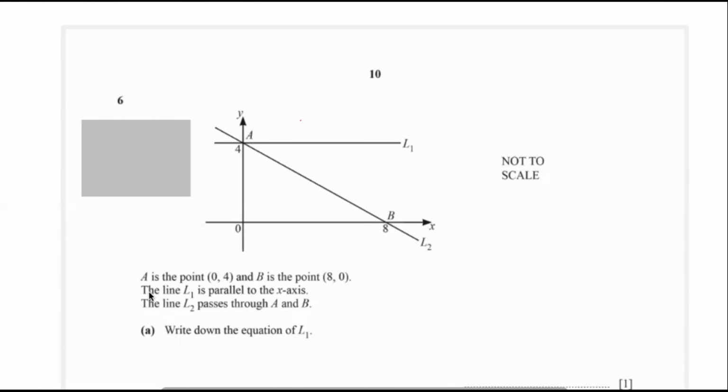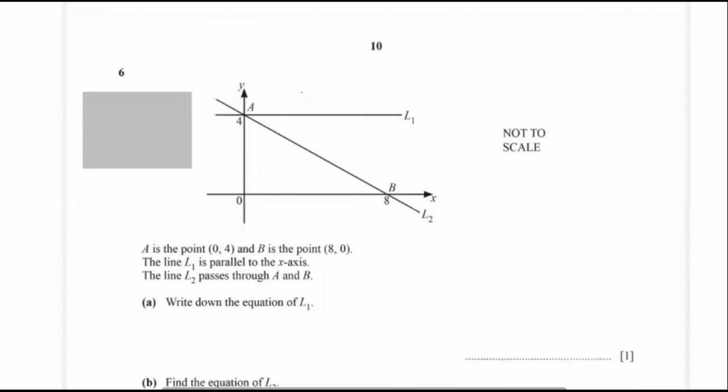Question 6. A is the point (0, 4) and B is the point (8, 0). The line L1 is parallel to the x-axis and the line L2 passes through A and B. Write down the equation of the line L1. You see here, this is the line L1, which is parallel to the x-axis, and it is passing through the point 4. Therefore, the equation of this line will be y equals 4.